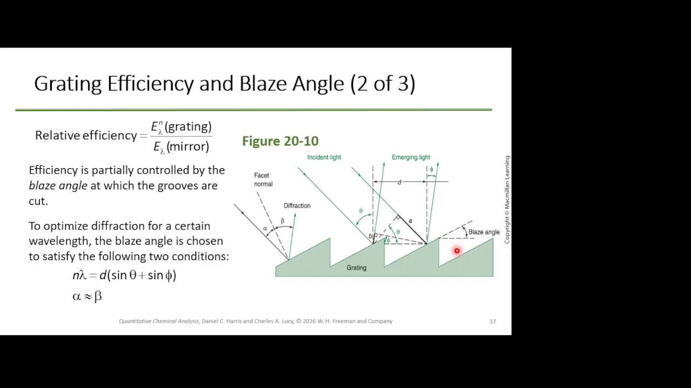So the efficiency is going to be partially controlled by the blaze angle, which is the angle at which the grooves are cut. And again, that's the blaze angle right here. See how it's the angle of the groove versus the surface. Okay. So to optimize diffraction for a certain wavelength, your blaze angle will be chosen to satisfy these conditions right here. And so what you'd see is that you want the alpha to be approximately equal to the beta. That is the angle to the facet normal to be approximately equal to the diffraction angle. So incident versus facet normal, approximately equal to diffraction.